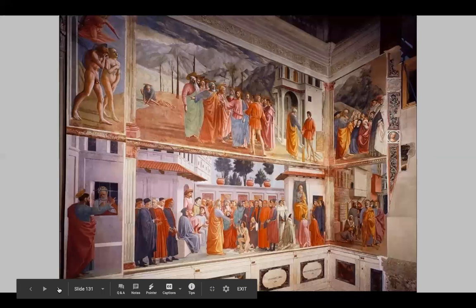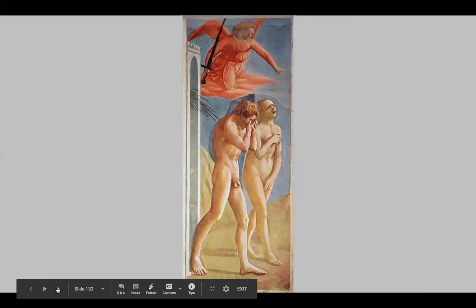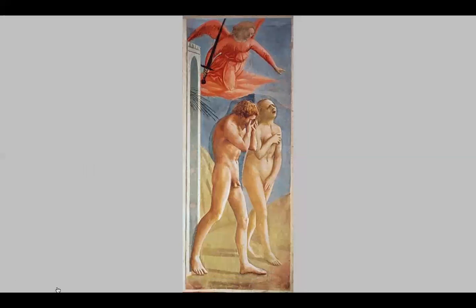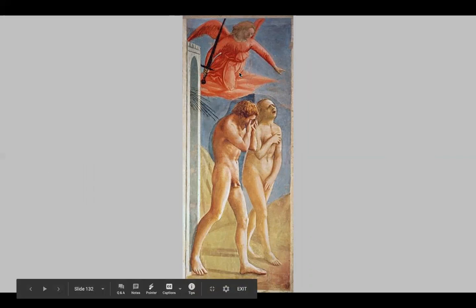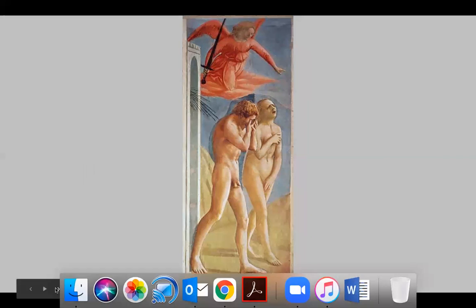And this was very characteristic. This is Masaccio, and Masaccio influenced Michelangelo. Michelangelo grew up and studied in Florence, and so he would have known of Masaccio's painting, and he references this image of Adam and Eve with this angel in the Sistine Chapel, and so that's one of the reasons why I wanted to show it to you.